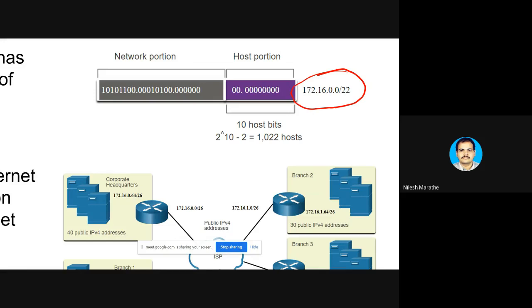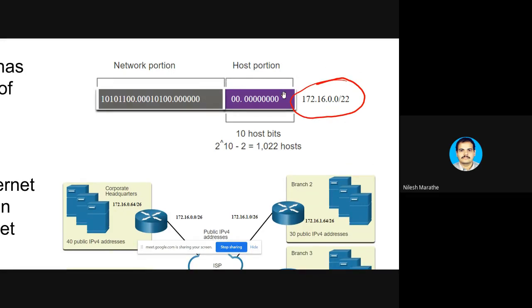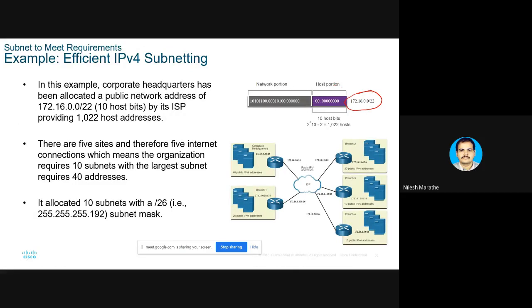Now whenever we have to do subnetting, we can do it only in this last 10 bits. Total 32 bits are there, 22 are network portion, so available for my subnetting are 10.